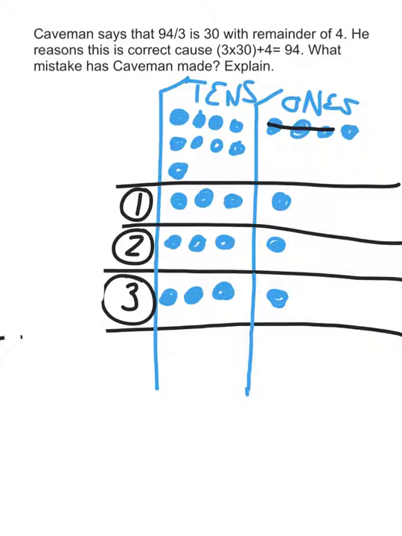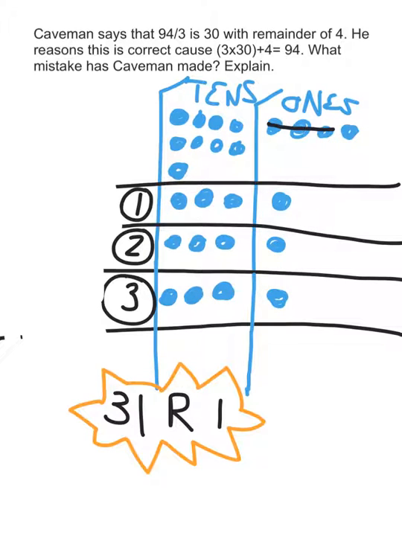So the answer to the problem is going to be 31 with the remainder of 1. So his mistake was that his remainder is greater than the divisor itself. So he could have divided even more. So instead of 30, we're making 31 in each group in this case. So the math problem, instead of 3 times 30 plus 4, would actually be 3 times 31 plus 1.